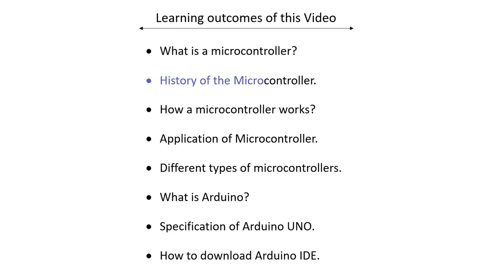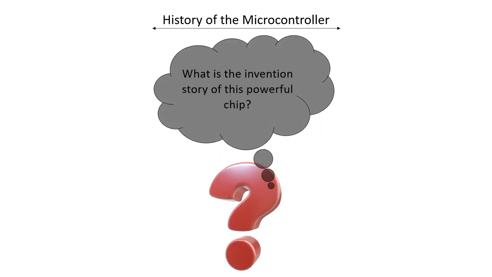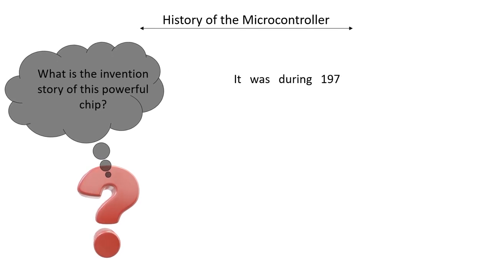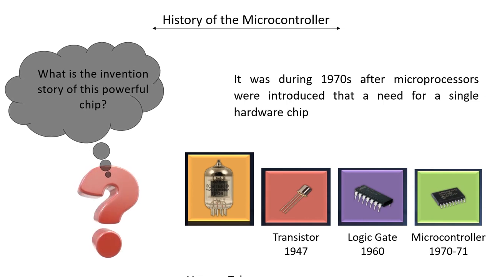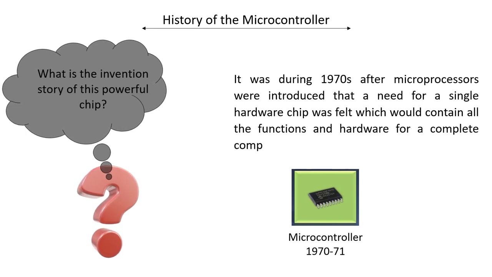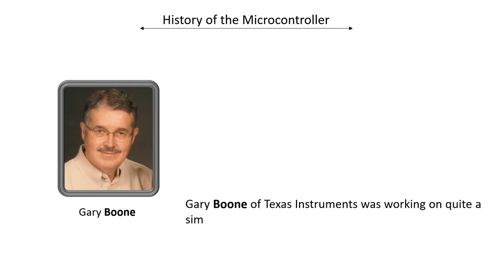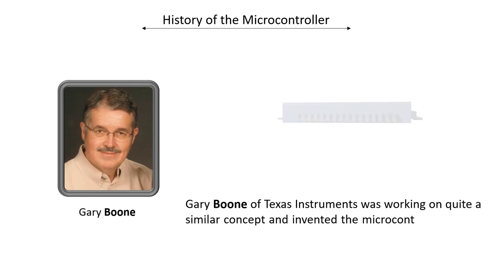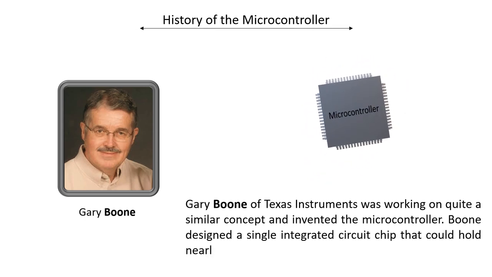How did this idea of a microcontroller emerge? What is the invention story of this powerful chip? Well, it was during 1970s, after the microprocessors were introduced, that a need for a single hardware chip was felt, which would contain all the functions and hardware for a complete computer system. Gary Boone of Texas Instruments was working on quite a similar concept and invented the microcontroller. Boone designed a single integrated circuit chip that could hold nearly all the essential circuits to form a calculator.